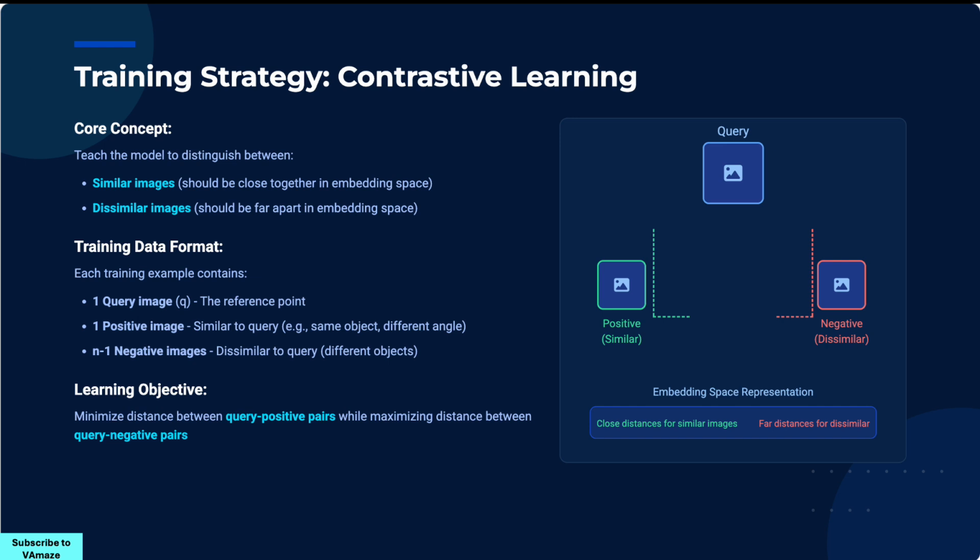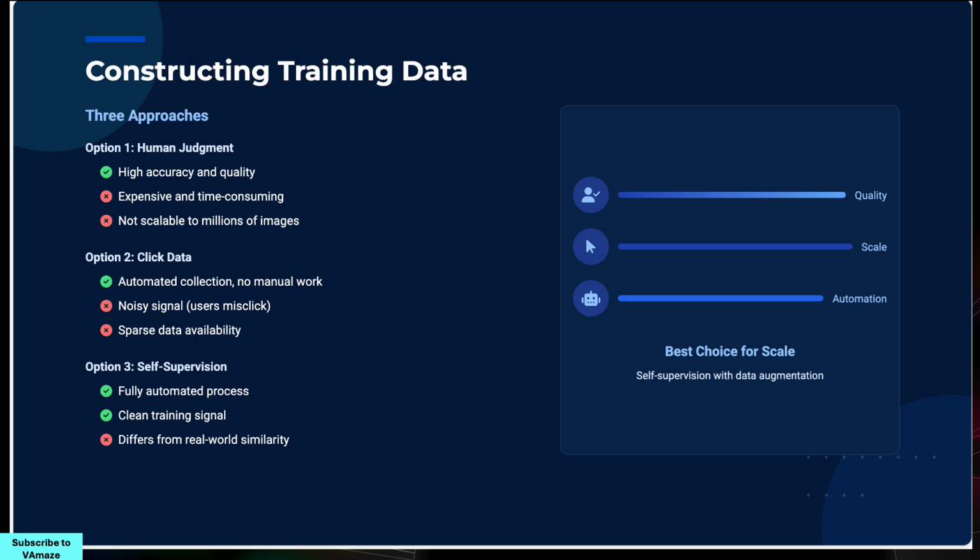Each training example contains one query image, one positive image similar to the query, and n-1 negative images that are dissimilar. The ground truth label is simply the index of the positive image among all the candidates. But here's the million-dollar question. How do we get these positive and negative image pairs? We have three options, each with significant trade-offs.